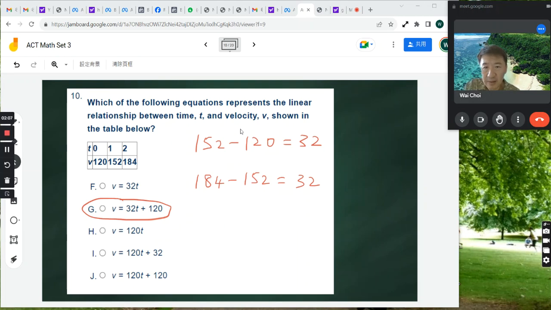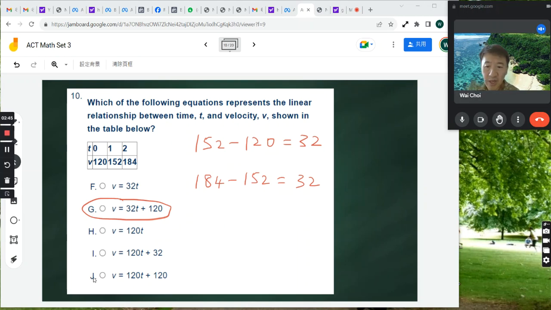Now it's linear. That means when you go from one t value to the next t value, the change in v is identical. When you go from 0 to 1, this is 152 minus 120, which is 32. And for the next change in t, you have 184 minus 152, which is again 32. So the coefficient for t is going to be 32. This is where this 32 comes from. So the answer is G.